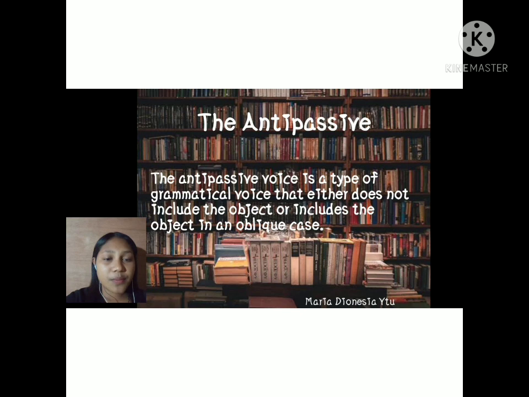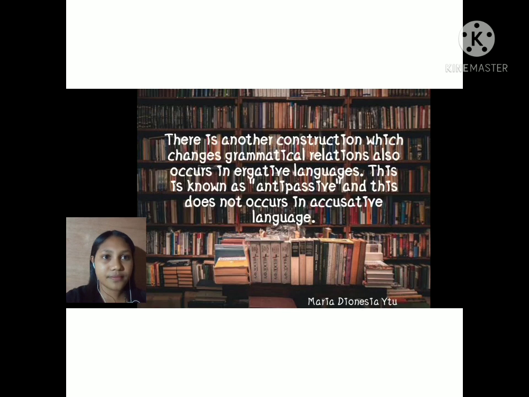The antipassive voice predominantly occurs in ergative languages, where the deletion of an object promotes the subject from ergative case to absolutive case. Although the antipassive voice is certainly found more commonly in accusative languages than ergative languages. There is another construction which changes grammatical relations and also occurs in ergative languages. This is known as antipassive, and this does not occur in accusative languages.